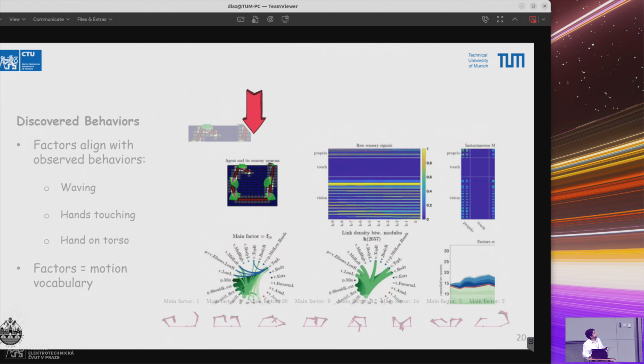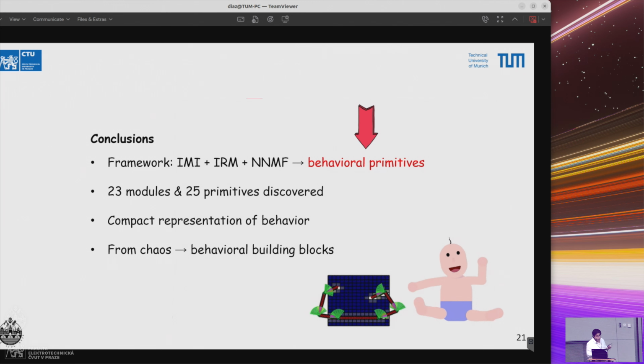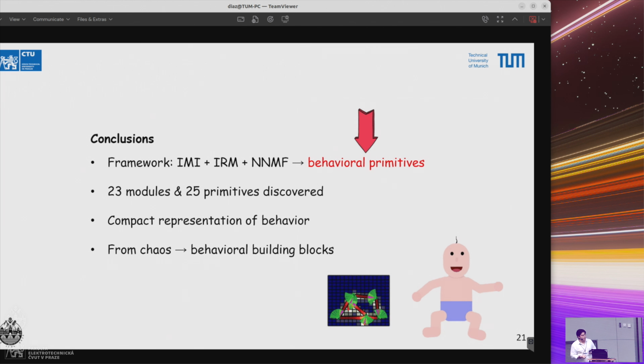So to conclude, our framework, which was a combination of these three main methods, the instantaneous mutual information, the relational model, and then NMF, was indeed capable of giving us some information about behavioral primitives in the behavior we see.